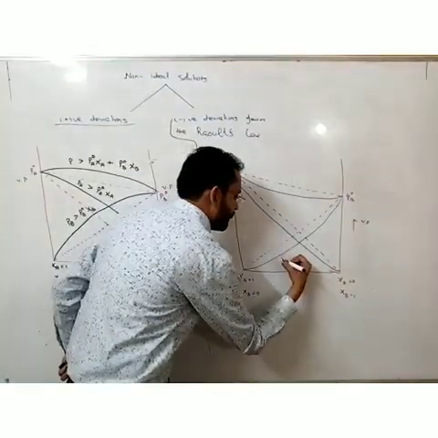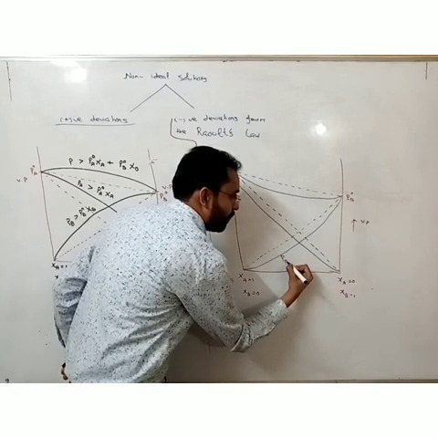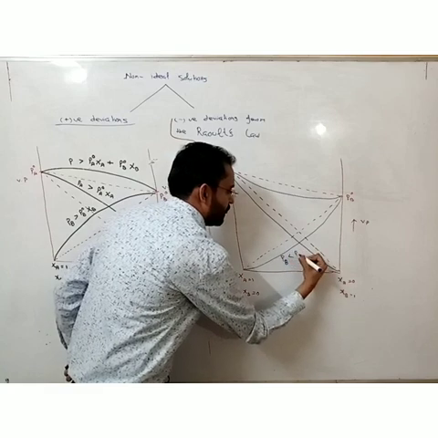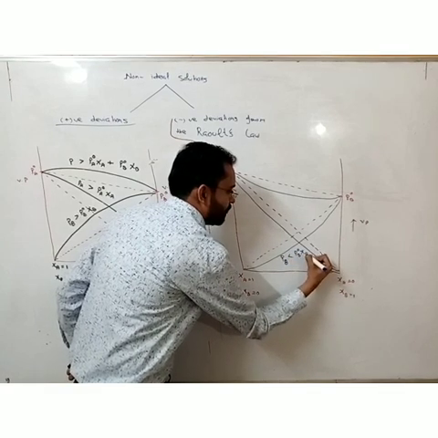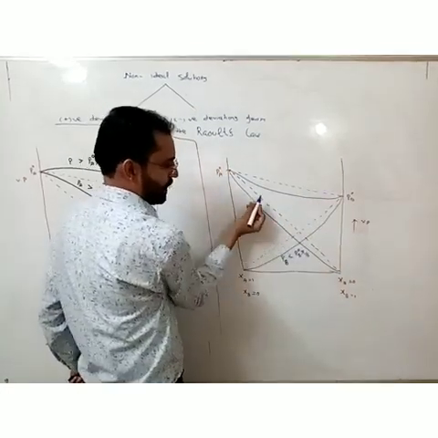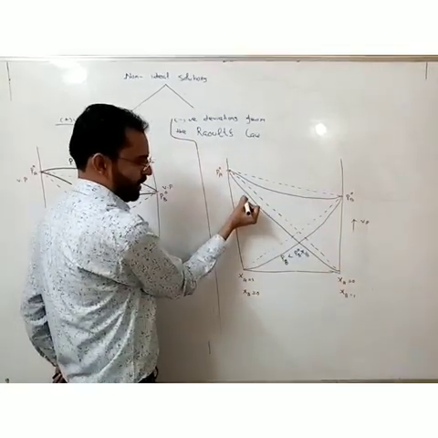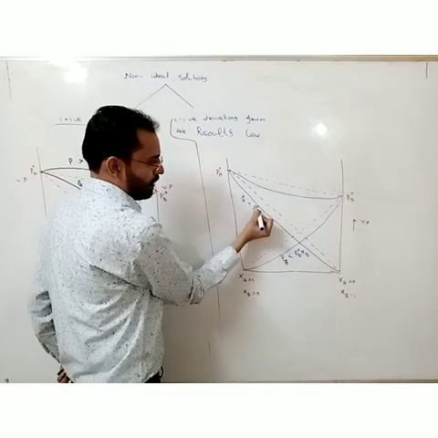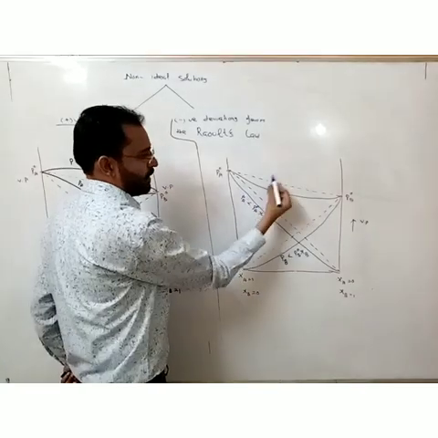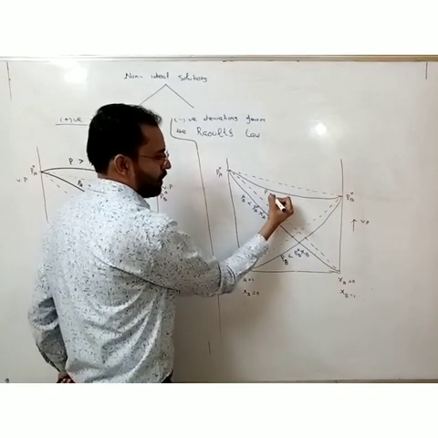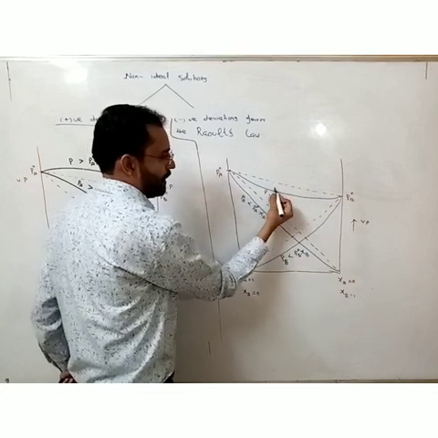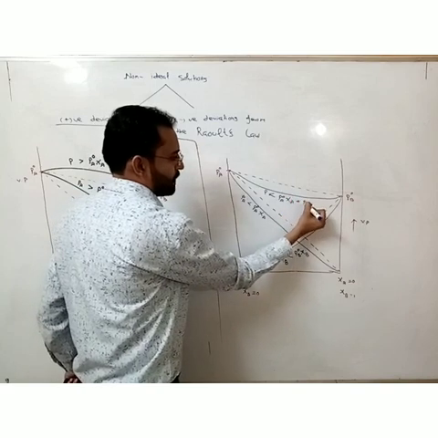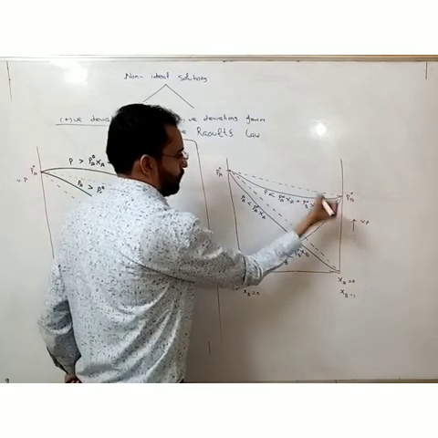This represents partial vapor pressure of component B, which is less than PB naught XB. This represents partial vapor pressure of component A, which is less than PA naught XA. This line represents total vapor pressure of solution, which is less than PA naught XA plus PB naught XB.